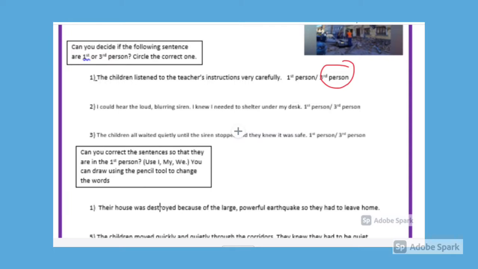If you look very carefully, it's third person. We've used the pronouns the children and the teacher's instructions. We're talking about somebody else. See if you can try the other two sentences after watching this video on your own.